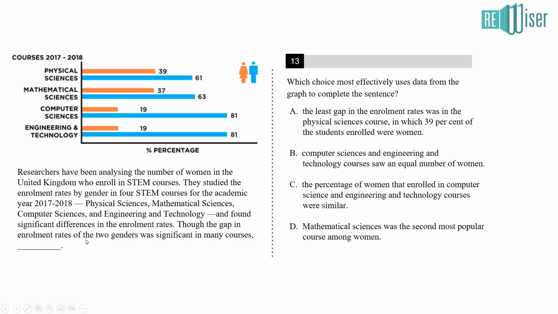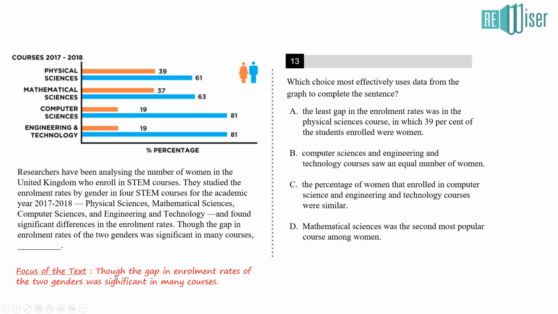First, let us try to understand the focus of the text. Towards the end, you can see the focus of the text. So the focus of the text is that, although these numbers were great, they found significant differences in the enrollment rates. That's the first clue. And then you have, though the gap in the enrollment rates was significant in many courses. So since you have this though here, it clearly means that the prediction should contradict the sentence.